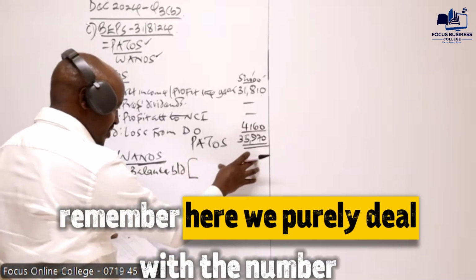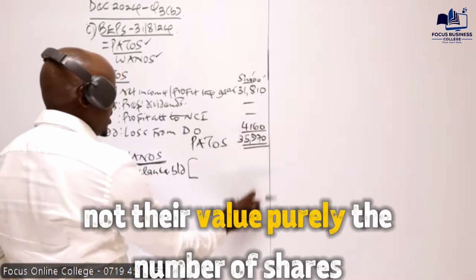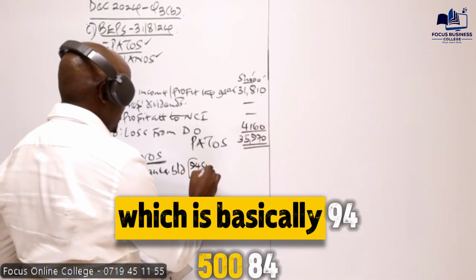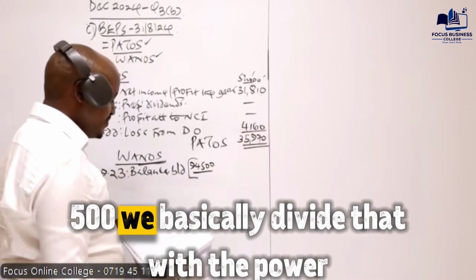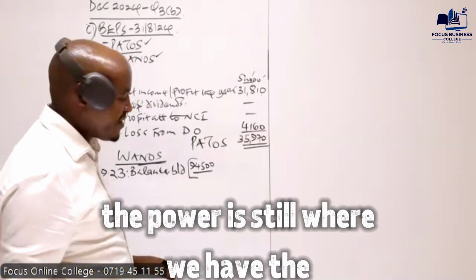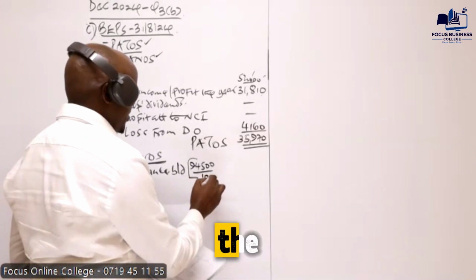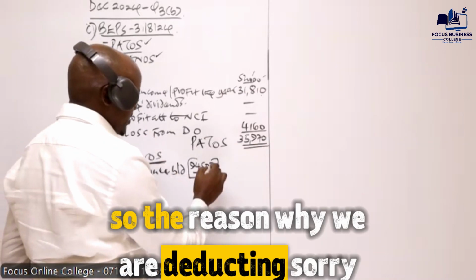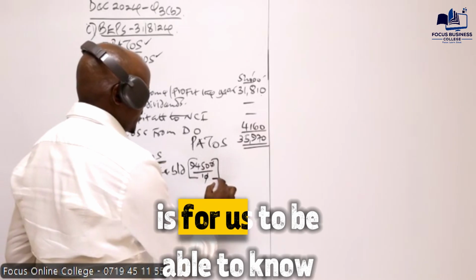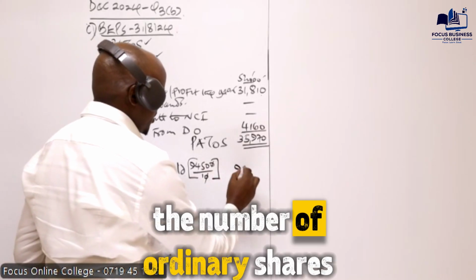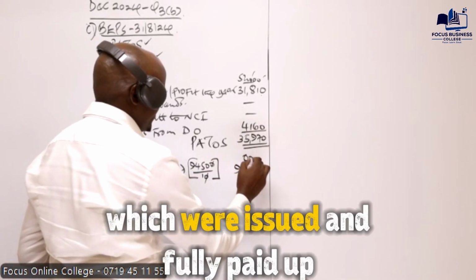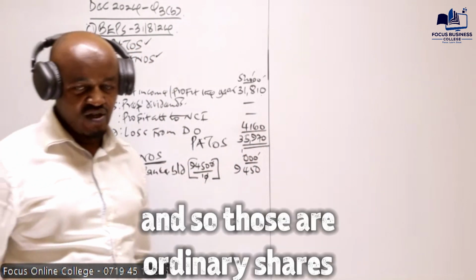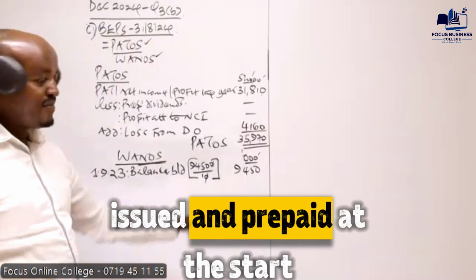And I hope you can see we are given ordinary share capital. Remember here, we purely deal with the number of shares, not their value, purely the number of shares. We will take the ordinary share capital, which is basically 94,500. We basically divide that by the par value. I hope you can see the par value where we have that ordinary share capital, which is basically 10. The reason why we are dividing these two values is for us to be able to know the number of ordinary shares which were issued and fully paid at the start. And remember our figures now will be in thousands of shares. So those are ordinary shares issued and fully paid at the start.